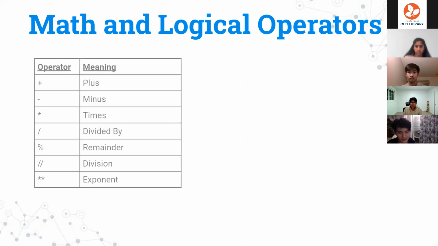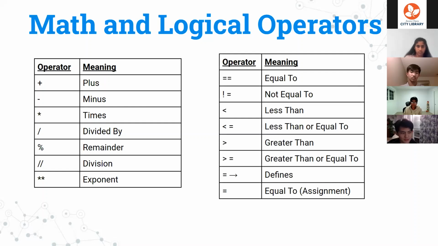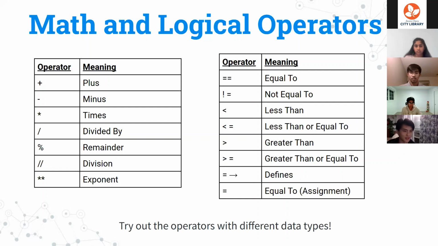Okay, so now that we know how to do print statements, let's revisit our data types from earlier and talk about how you can change and manipulate the information that's in the data types. Python has what's called math and logical operators, and these operators can be used to change or modify information found within variables. And you can try out the operators for yourself to see what they do.